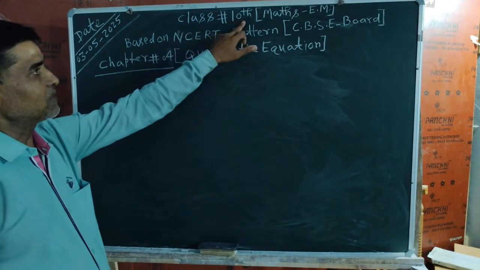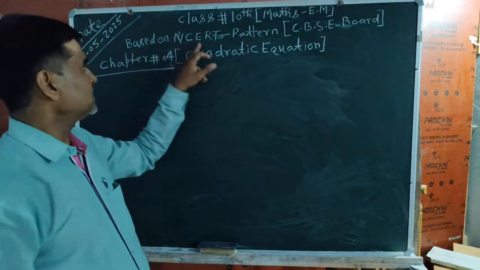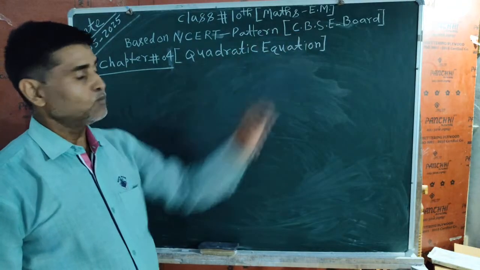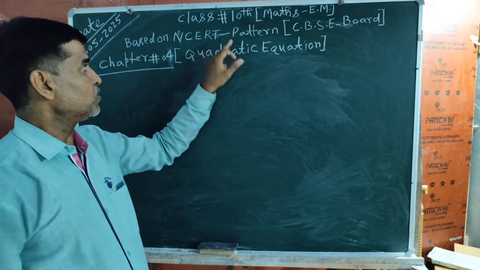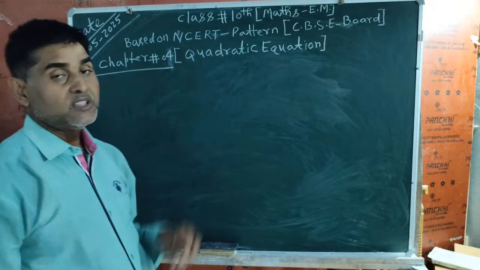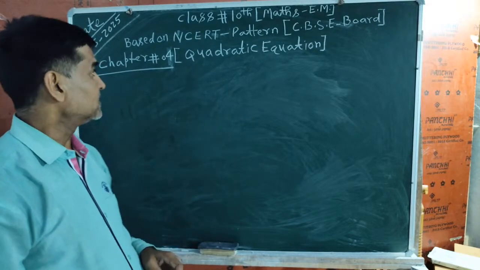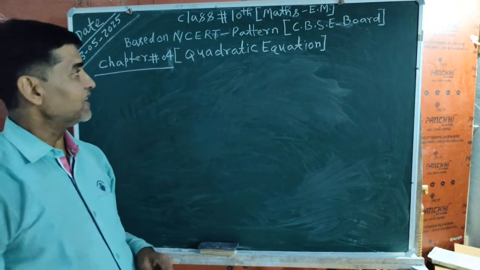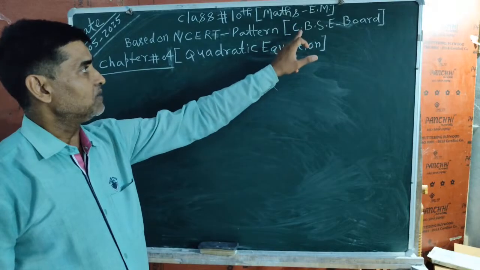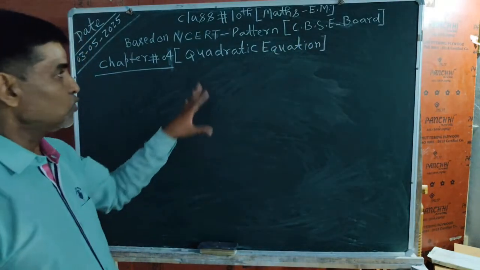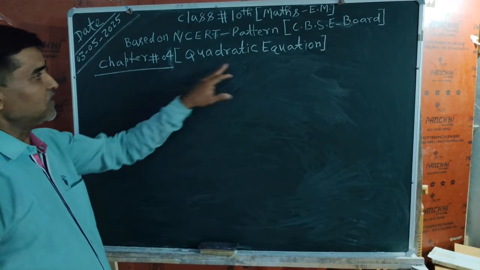This is class 10th mathematics, in English medium, based on the NCERT pattern, that is the CBSE board. If any student solves like this, the UP board book can also be solved, because it has the same concepts for solving; only the UP board is in Hindi medium, but in the CBSE board each and every term is written in English. So this is only a language issue. This is chapter number 4, whose name is quadratic equation.